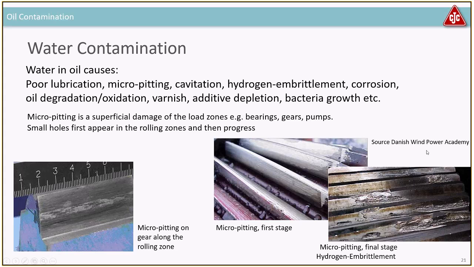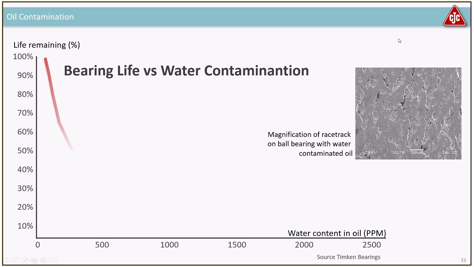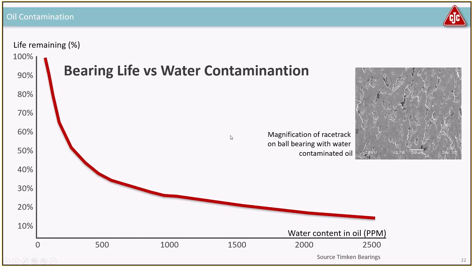So this is from a wind turbine, but it could be any other gear where you have water coming in. Initially the first phase is these micro cracks, so micro pitting, and then hydrogen embrittlement, and these are bigger than fingernails, so big chunks of metal are jumping off. Here's again zooming in on a racetrack in a bearing. You can see the micro pitting or the micro crack.